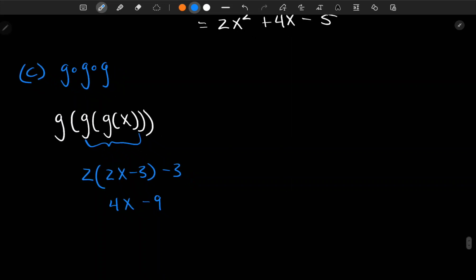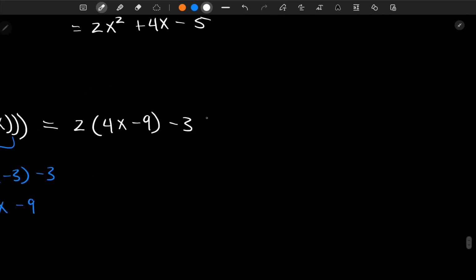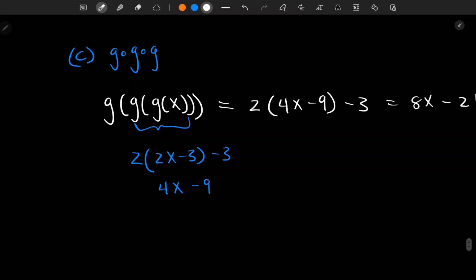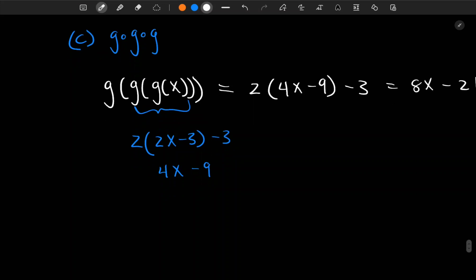Then this is the x value that we use for the next g of x. So this function is 2 of 4x minus 9 minus 3, which is equal to 8x minus 18 minus 3. 18 minus 3 is 21. So this becomes 8x minus 21. And that is function composition in some detail.